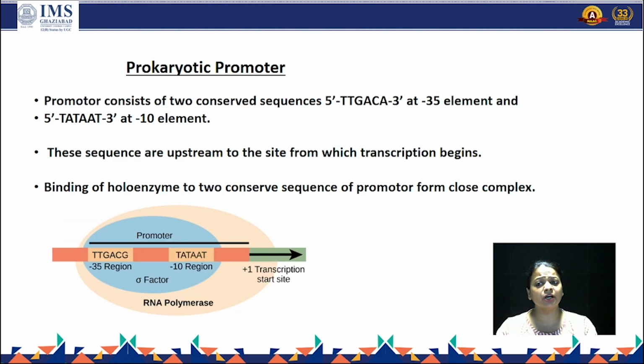Now coming to the prokaryotic promoter. The promoter consists of two conserved sequences, the -35 and the -10 elements. The -10 region is also called the TATA box because its sequence is TATAAT, and the -35 region has the sequence TTGACA. These sequences are upstream of the site from where transcription begins. Binding of the holoenzyme to the two conserved sequences of the promoter forms a closed complex, which is very much required for RNA transcription.